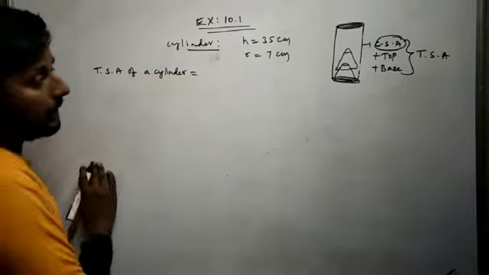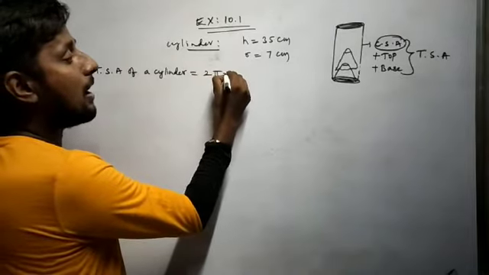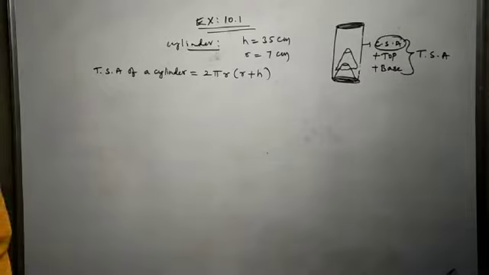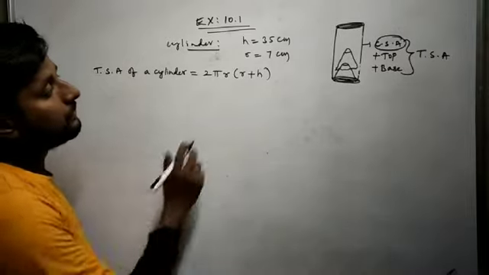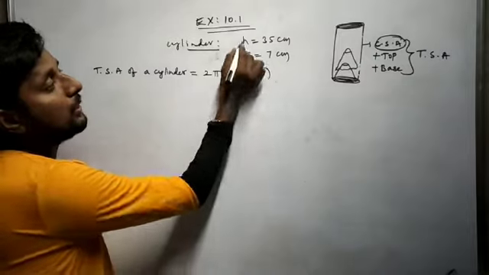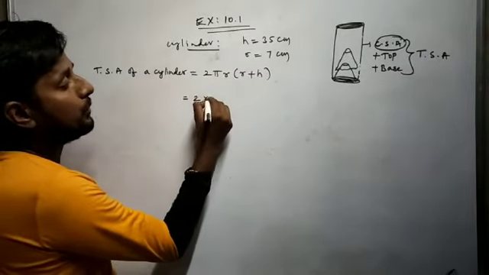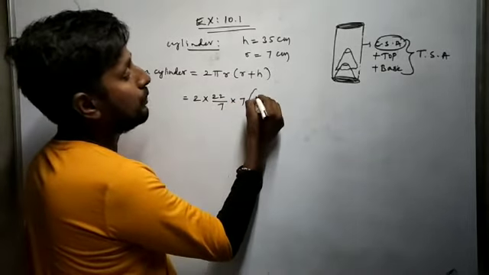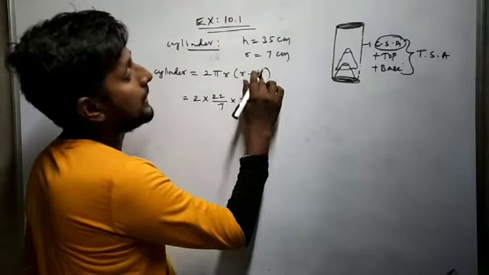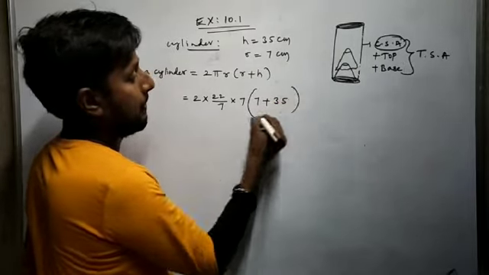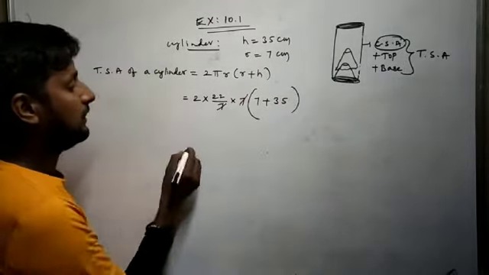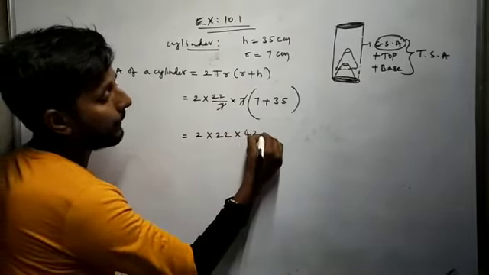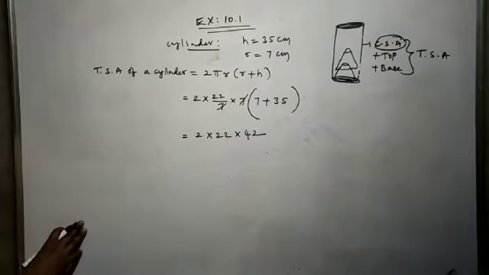TSA of a cylinder formula: 2πr(r + h). The r value is given, and the h value is also given. So 2 into π value 22 by 7 into r value 7 into (7 plus h value 35). The 7s cancel, so 2 into 22 into 42, since 35 plus 7 is 42.